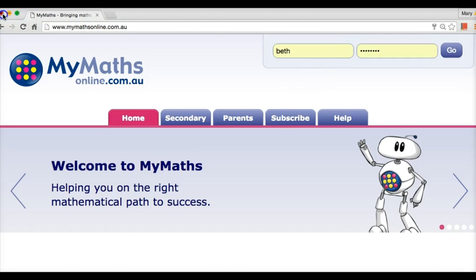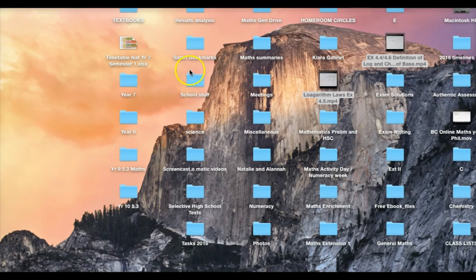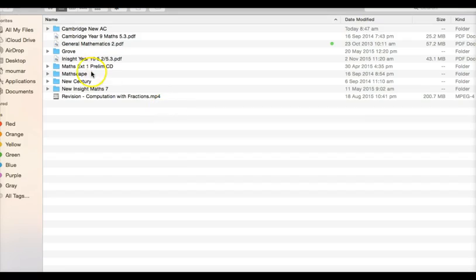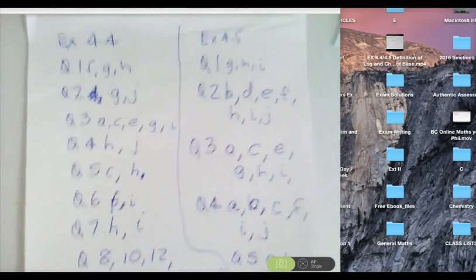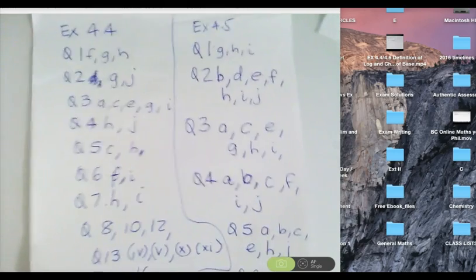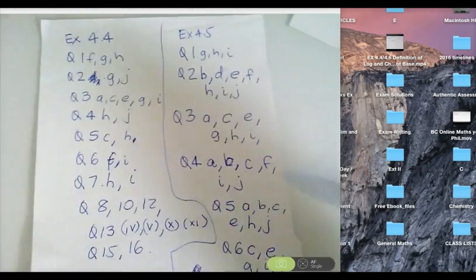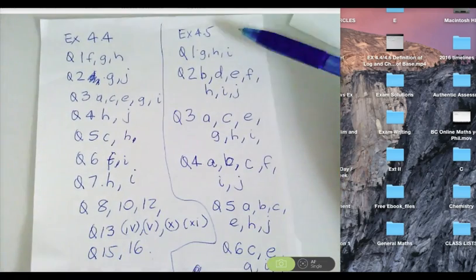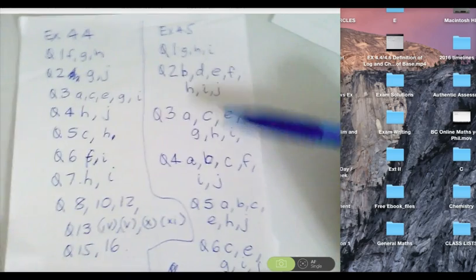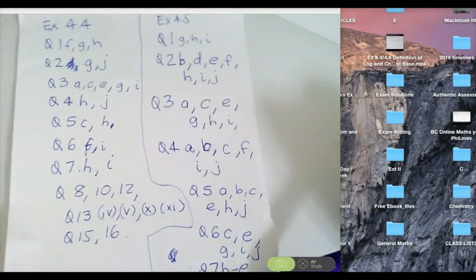Okay, and I'm going to set also some questions from your textbook. I'll just pause till I find them. These are questions to do from exercise 4.4 and 4.5. So here we've got exercise 4.4, you can see those questions down there. Exercise 4.5, you can see the questions down here.